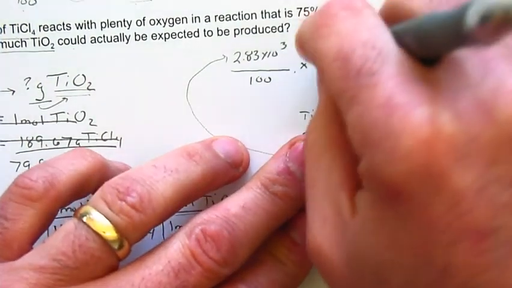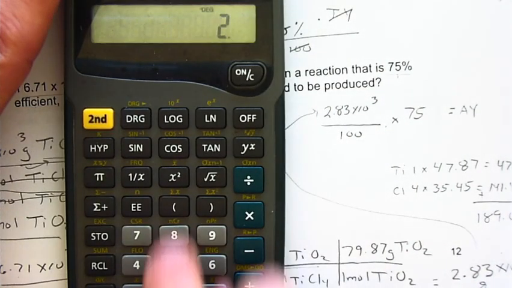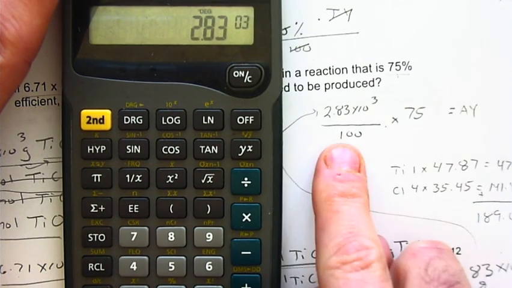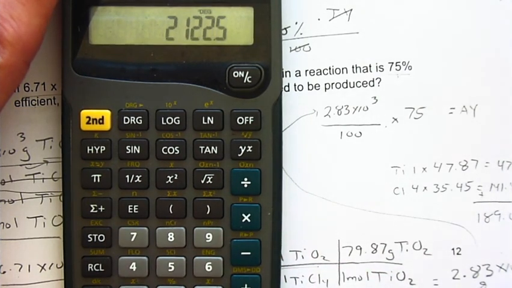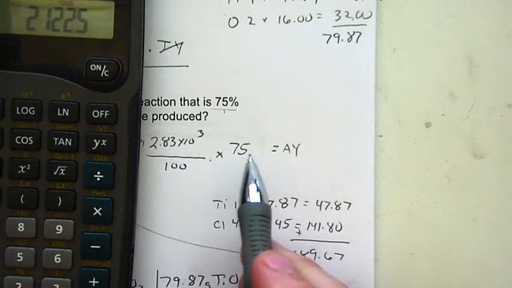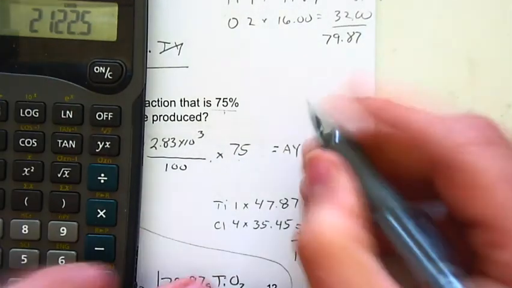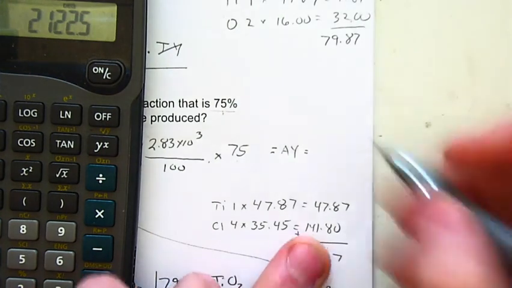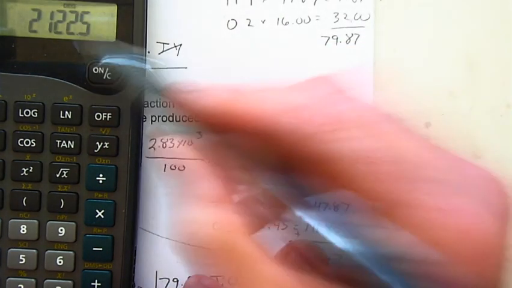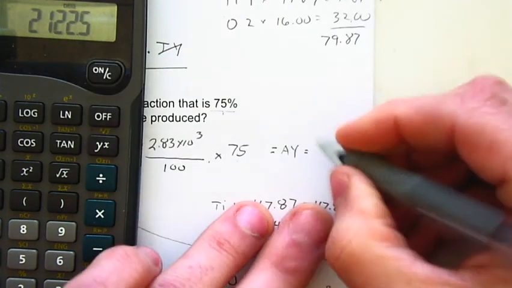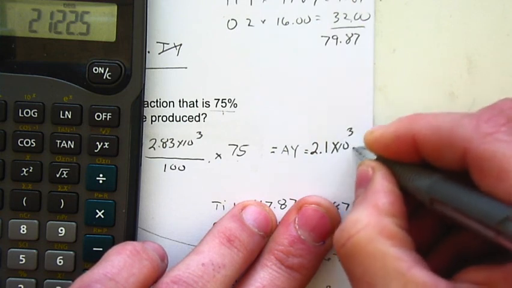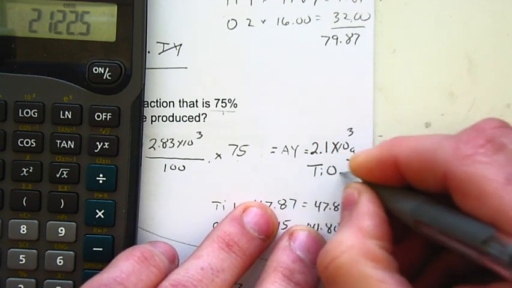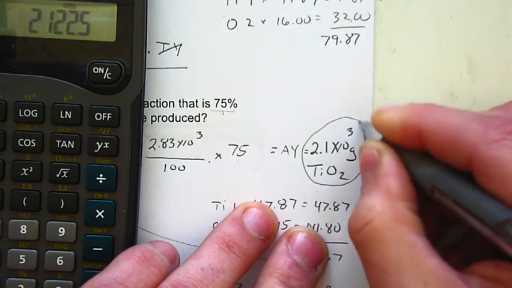All right. So we go ahead and on our calculator, we take 2.83 EE3 divided by 100 times 75 equals. And since that has only 2 significant figures, our answer can only have 2 significant figures. It also must be in scientific notation, since the decimal point would move more than 2 places. So the answer is 2.1 times 10 to the third grams of titanium oxide. And that is our final answer.